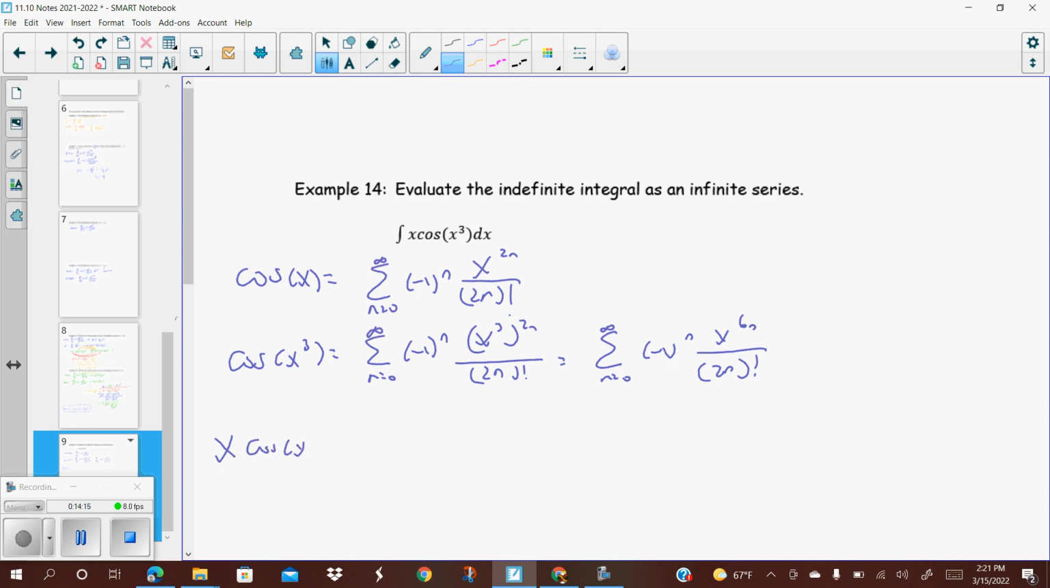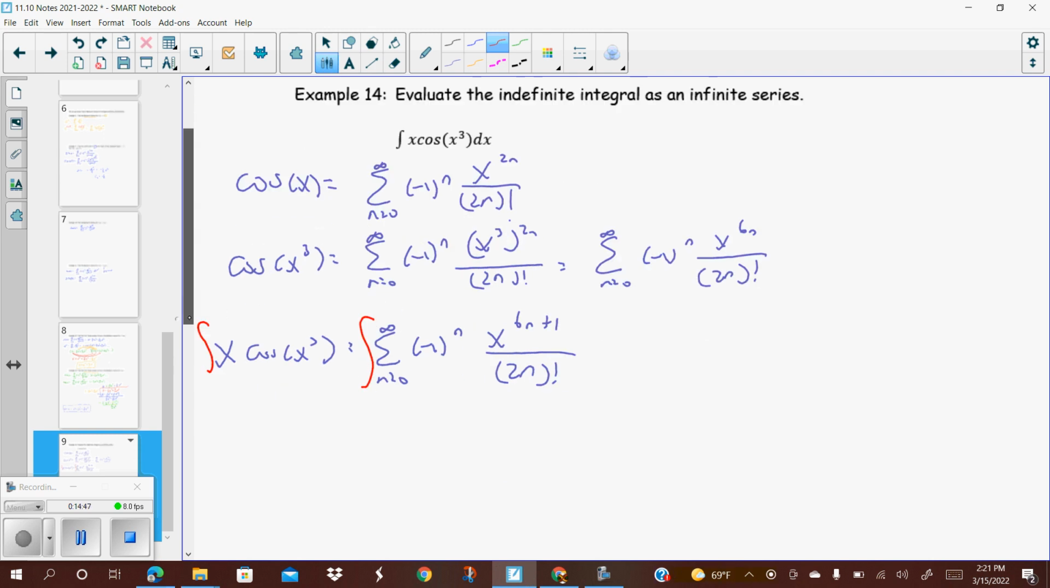Now again, this one's easier because x itself is a polynomial. So we can just multiply this series by another polynomial, which means just multiply that numerator by x. So that'll become x to the 6n plus 1 over 2n factorial. Okay, that's a representation for x cosine of x cubed. If I want to find the integral of it, well, integrate. We'll integrate both sides.